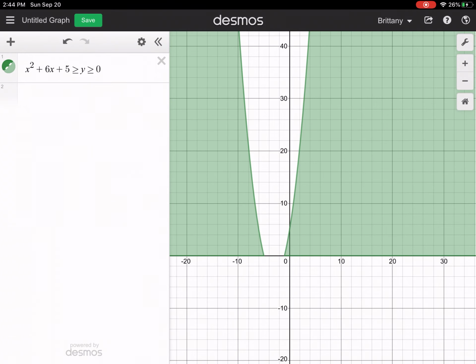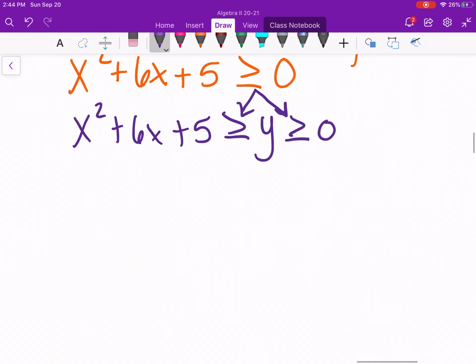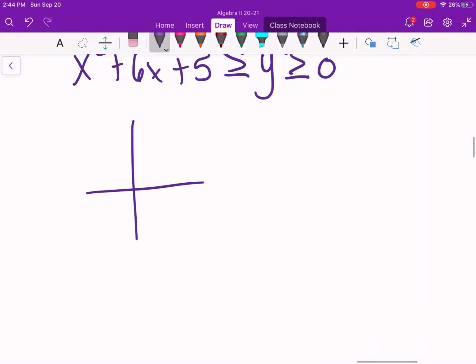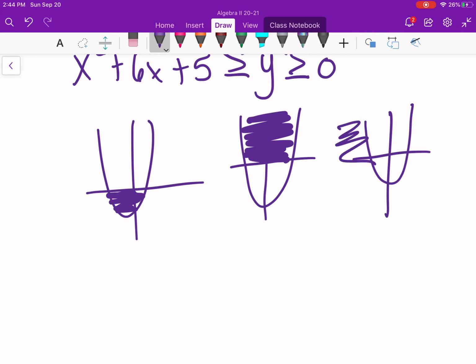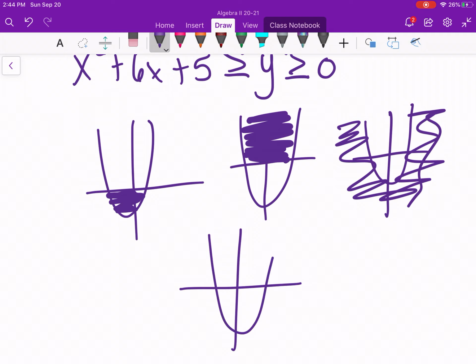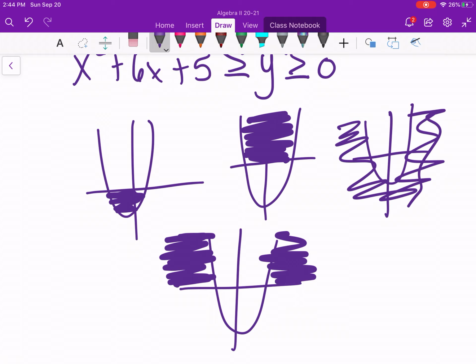So you might get a question on your test that says to match it with the correctly shaded graph. So you might have a graph that's shaded like this, and you wouldn't choose that. You might have a graph that's shaded like this, and you wouldn't choose that. You would find the graph that matches ours, which is shaded only from here to there. So that is your inequality.